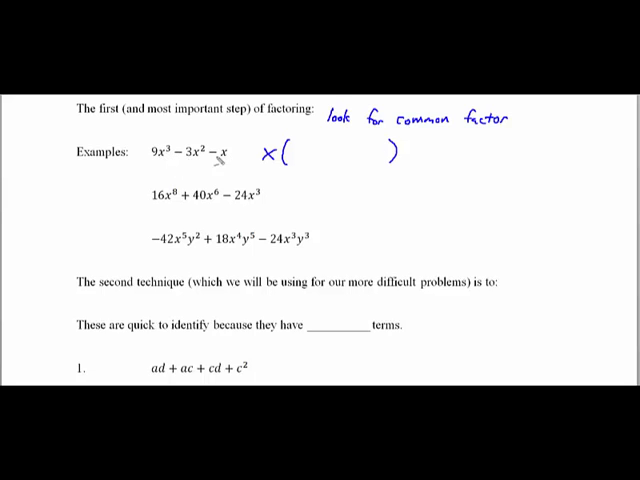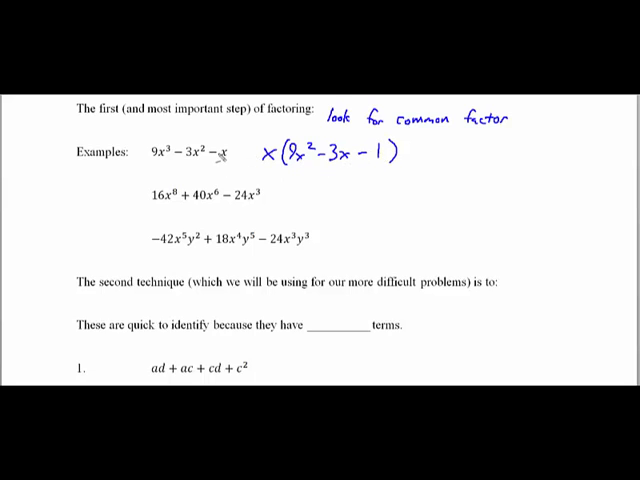Now, some of you might say that, well, 9 and 3 can both be divided by 3, but there's a 1 in front of this x, and 1 is not divisible by 3, and we're only going to look at factors that work out with integers for our leading coefficients. So if we factor out an x, this leaves me with 9x squared minus 3x minus 1.